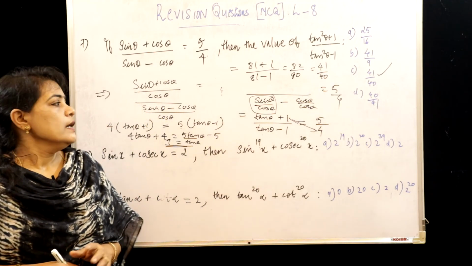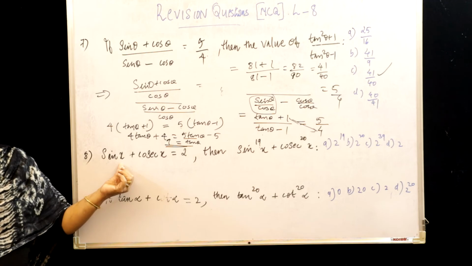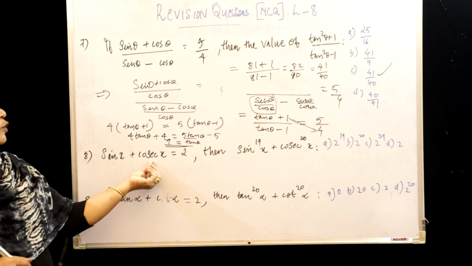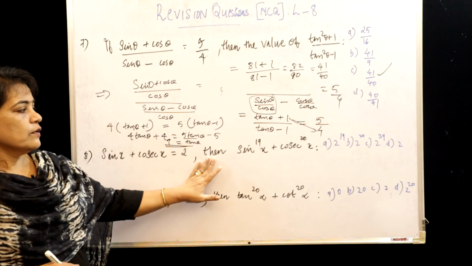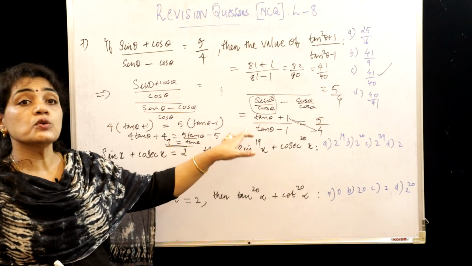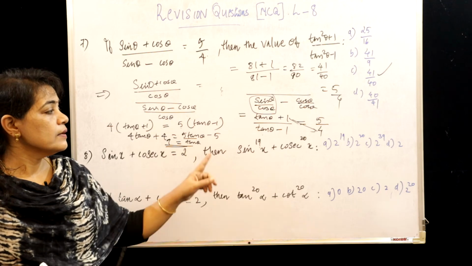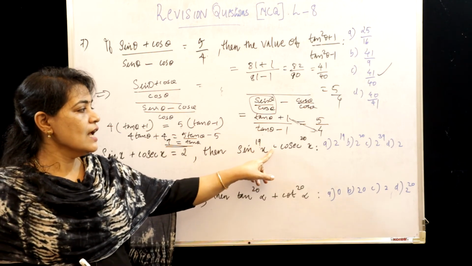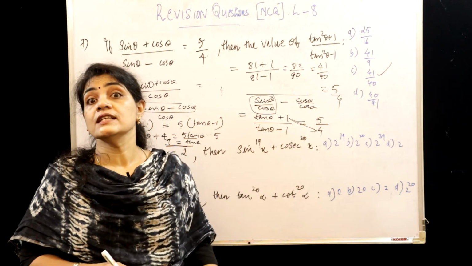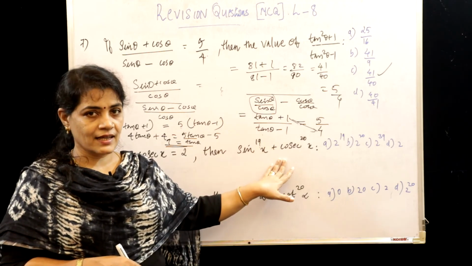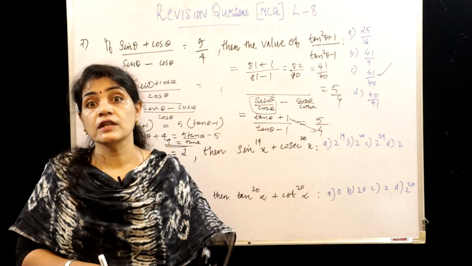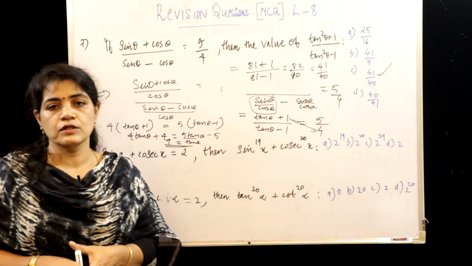Simple. Now this next question, the 8th problem. Sin x plus cosec x equal to 2. What we have to find out is sin raised to 19x plus cosec raised to 20x. What will be the value of sin raised to 19x plus cosec raised to 20x? This is also a very important question.